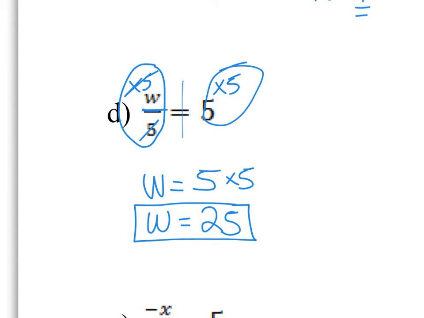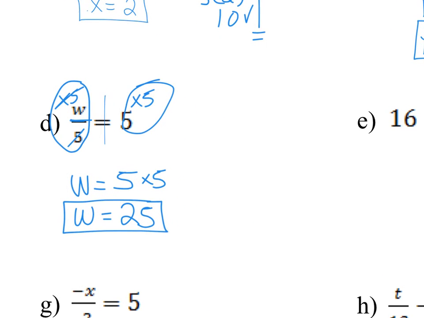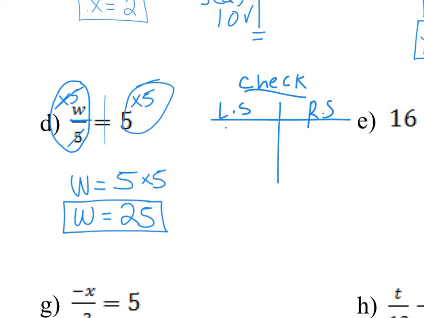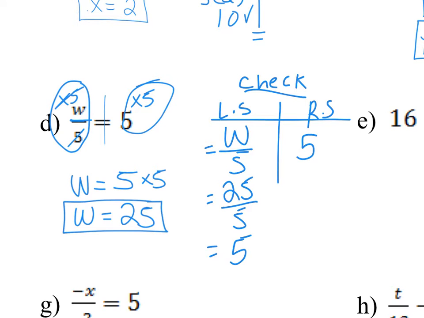Now we might be saying, we should check this solution because it's new to us. It's a little bit more difficult. It looks like a fraction. And we can do that. So we'll check. On the left side, and on the right side. On the left side, I've got W divided by 5. On the right side, I just have a 5. My W is apparently 25. So 25 divided by 5, guess what? It's 5. They're correct. They're both equal to each other.